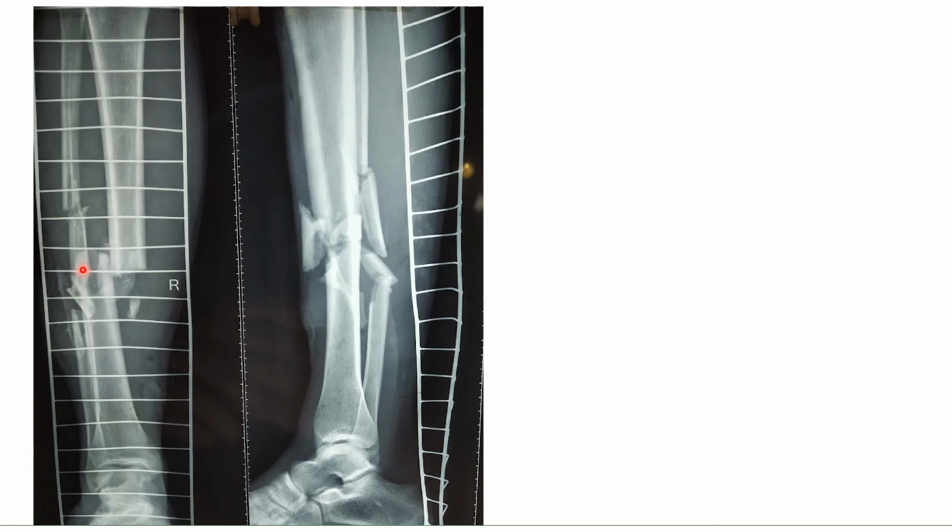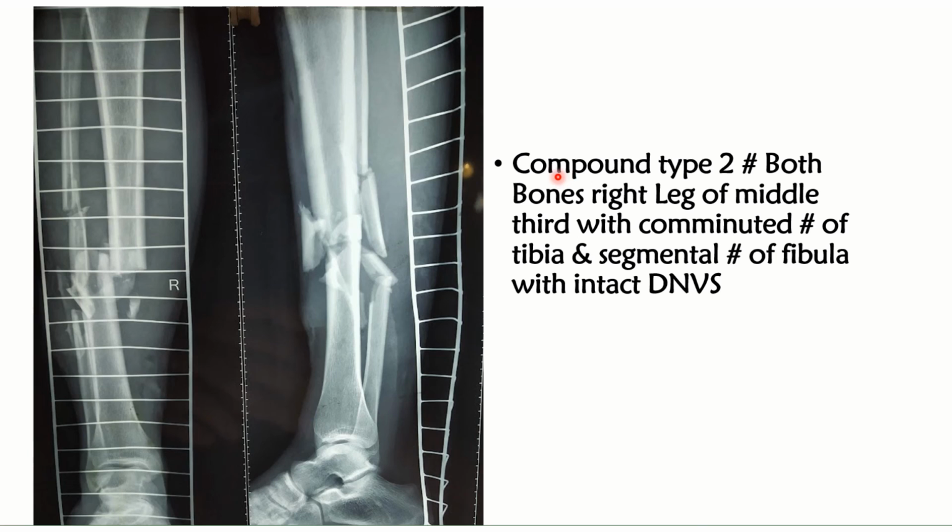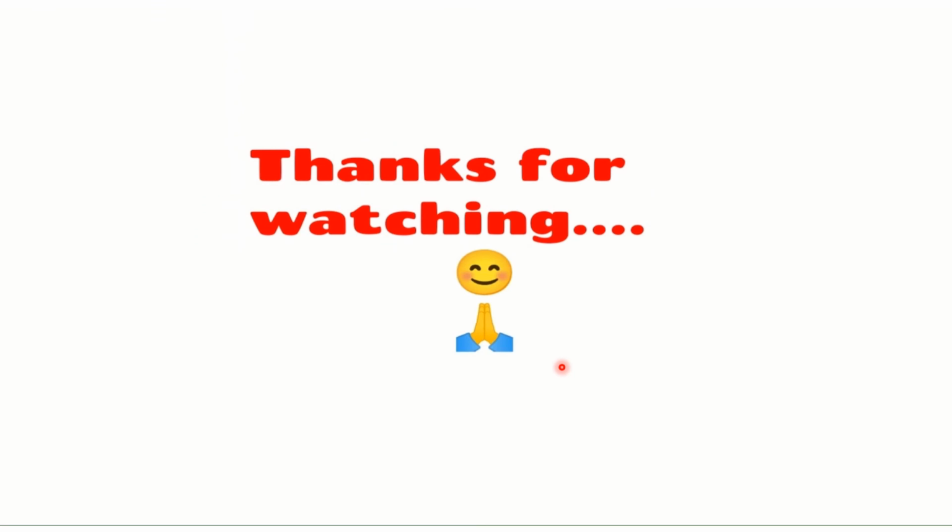comminution here in the middle third, in the shaft of the tibia on the right side, with a segmental fracture of the fibula. So it's a fracture of both bones of the leg in the middle third, with a comminuted fracture of the tibia with a segmental fracture of the fibula. Depending on the patient, this patient had a compound type 2 injury with fracture of both bones of the leg of the right side, in the middle third, with comminuted fracture of the tibia and a segmental fracture of the fibula with intact DNVS.